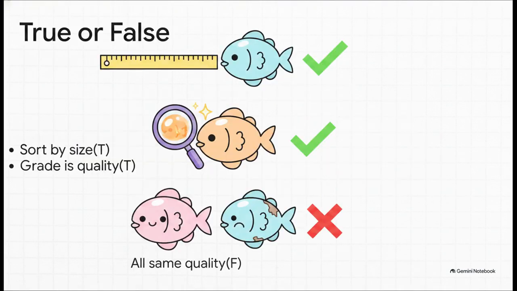Let's bring it home with a rapid-fire true or false. Number 1. Fish sorting groups fish according to size. That is true. Number 2. Fish grading determines quality. That is also true. Number 3. All fish harvested have the same quality. That is false. Like we said at the very beginning of this explainer, harvested fish absolutely vary in quality, which is exactly why this whole process is so vital.